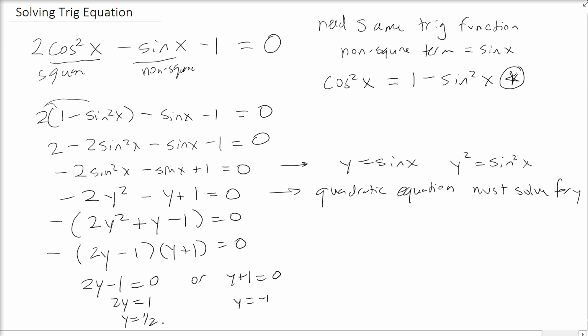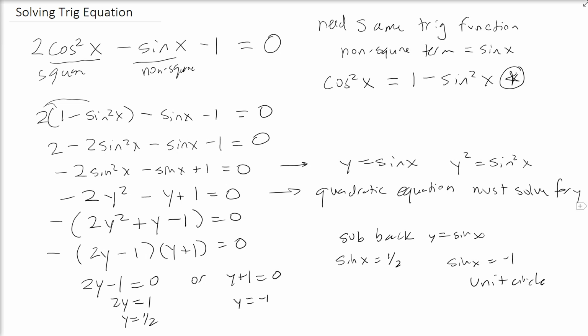Now we've solved for y, so this is the point where we can sub back in sine of x is equal to y. So we're going to sub back y equals sine of x and then solve for x using the unit circle. So we have the sine of x equals 1/2. That's from this first equation where y is equal to 1/2. And the sine of x equals negative 1. This is where we go to the unit circle.